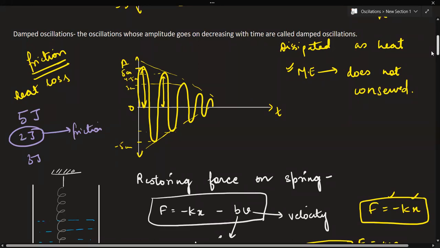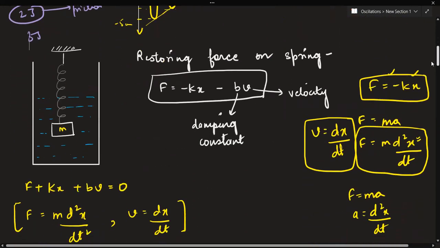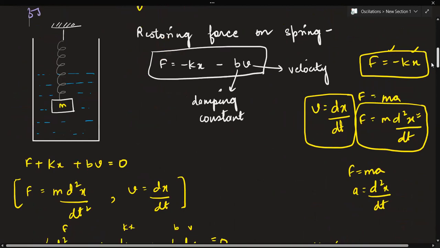Undamped oscillation covers all the topics that you have studied. Regarding damped oscillation, since dissipative forces like friction are acting, apart from the general values and formulas that you have seen, a few terms will be added. Like the way you had F is equal to minus kx, now you will have minus kx minus bv. b is the damping constant and v is the velocity. This is the difference that comes because of the presence of dissipative forces.